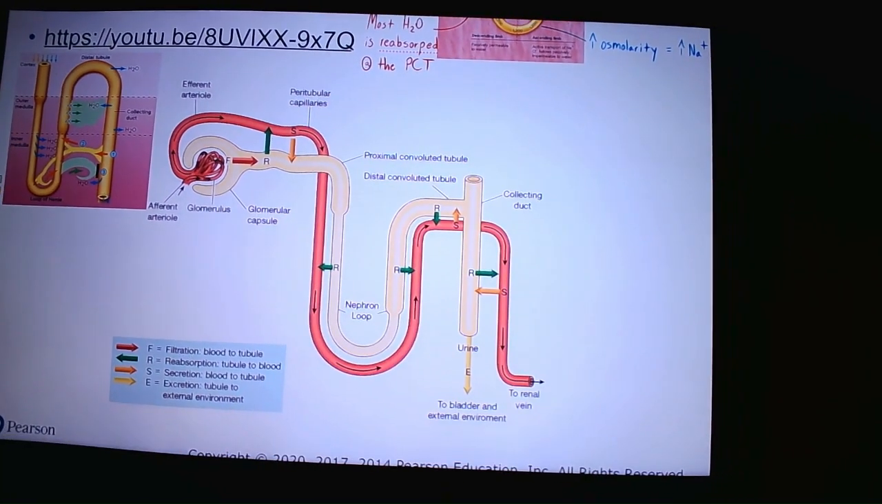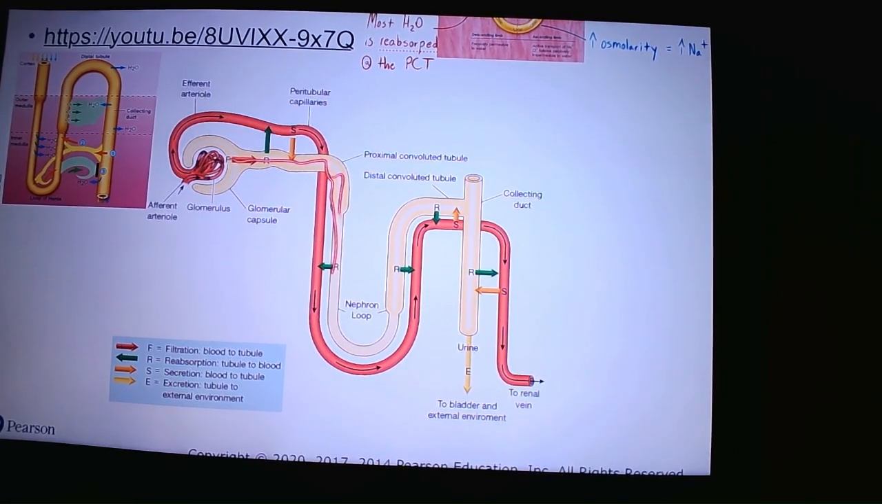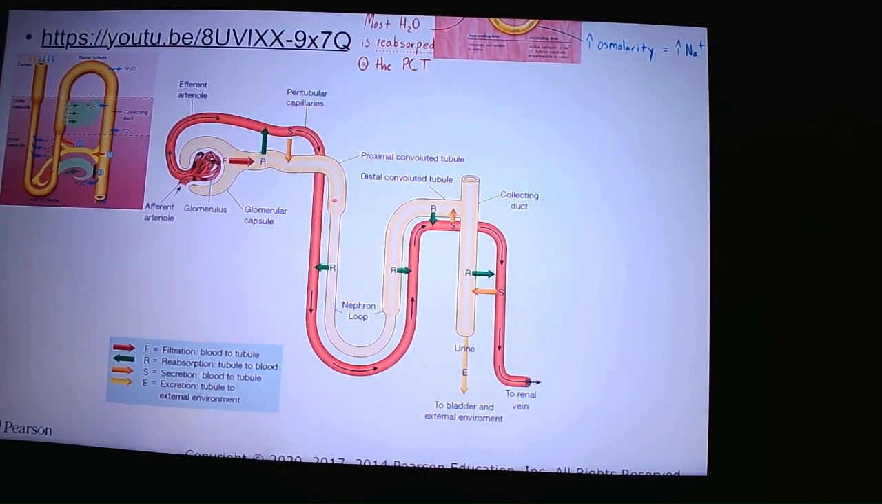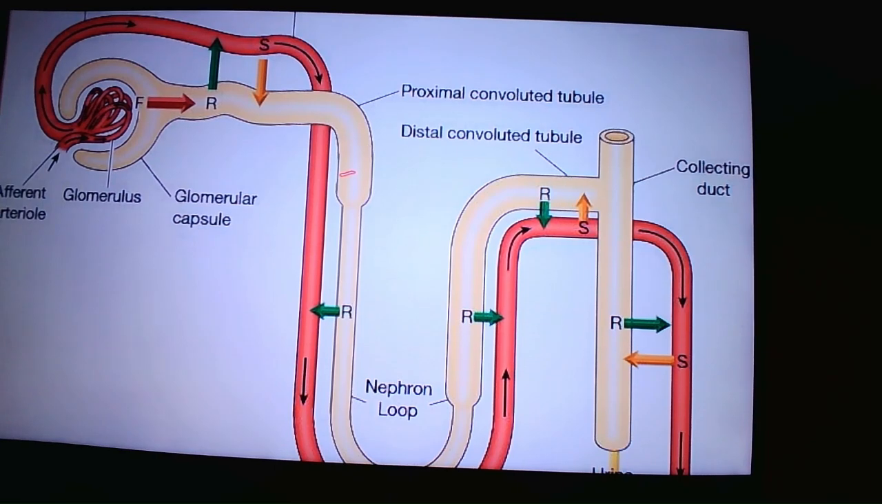Reabsorption means it's going, because this is our nephron, right? The yellow is our nephron, the red is our blood vessel. Reabsorption means it's going from the nephron to the blood vessel. That's all it is.